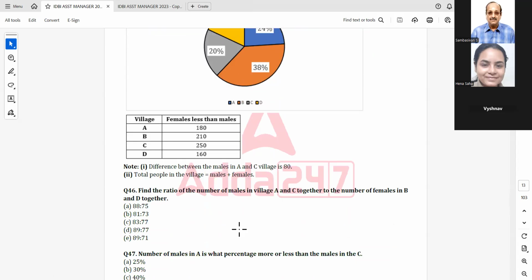Find the ratio of number of males in village A and C. Super question. It's not a tough question. It is easy. Number of males in A and C to number of females in B and D. So number of males in A and C is 480 plus 400, which is equal to 880. Number of females in B and D, 550 plus 200 is equal to 750. In other words, 880 is to 750, which is equal to 88 is to 75.